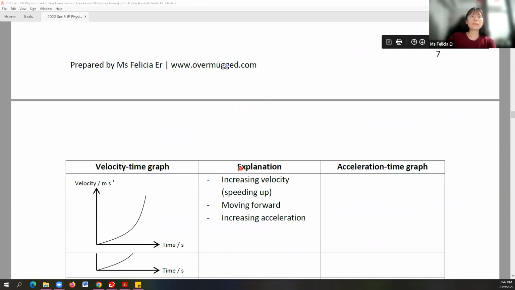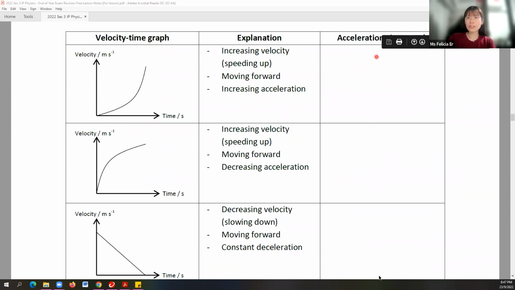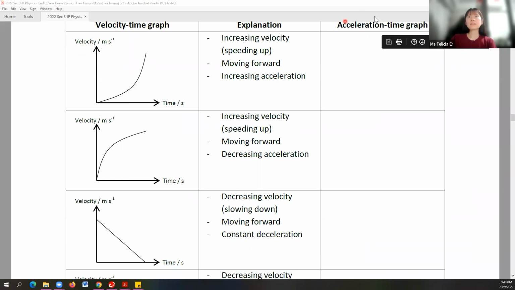For the next page over here, for the acceleration-time graph column, I'll leave it to you to practice on your own, to see whether you know how to convert the graph, since I already demoed 2 of them for you. I'll just explain what the graph means. Towards the end of the lesson, I'll provide the answer key for this whole worksheet, then you can check whether your graph conversion is correct or not.